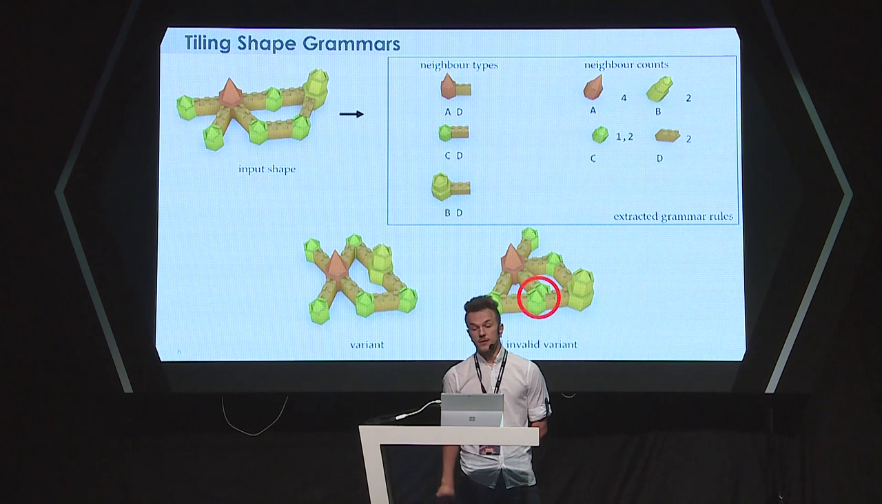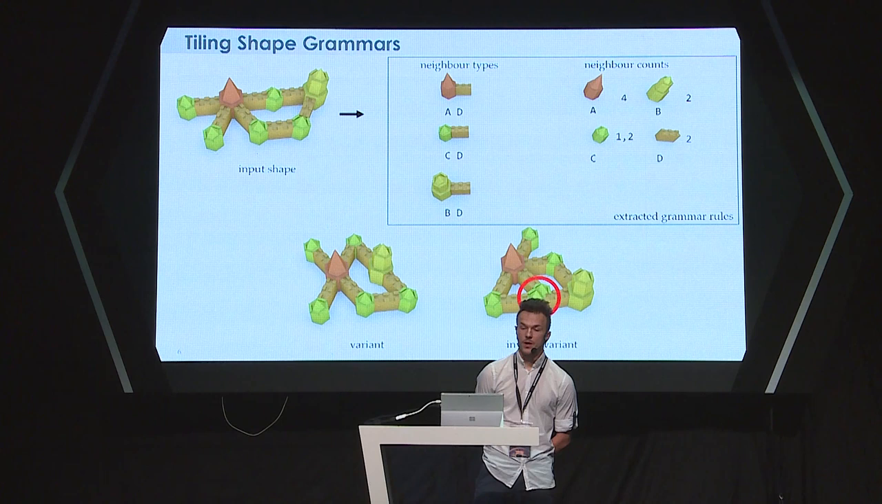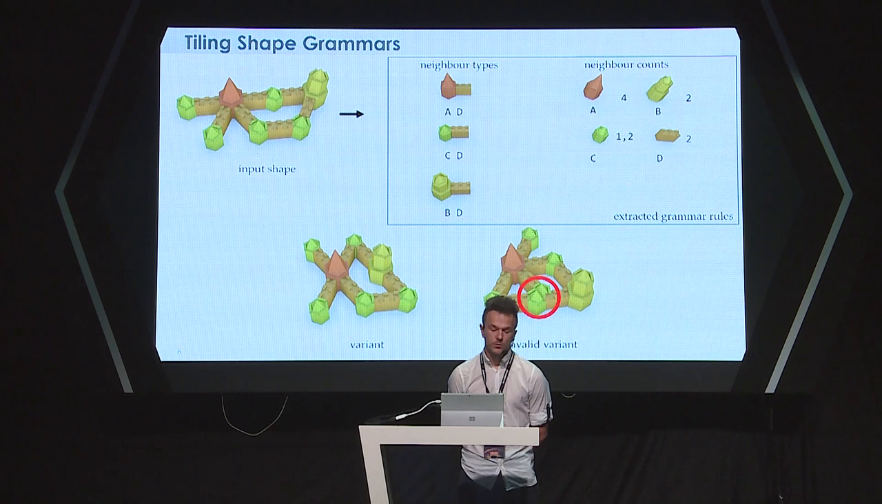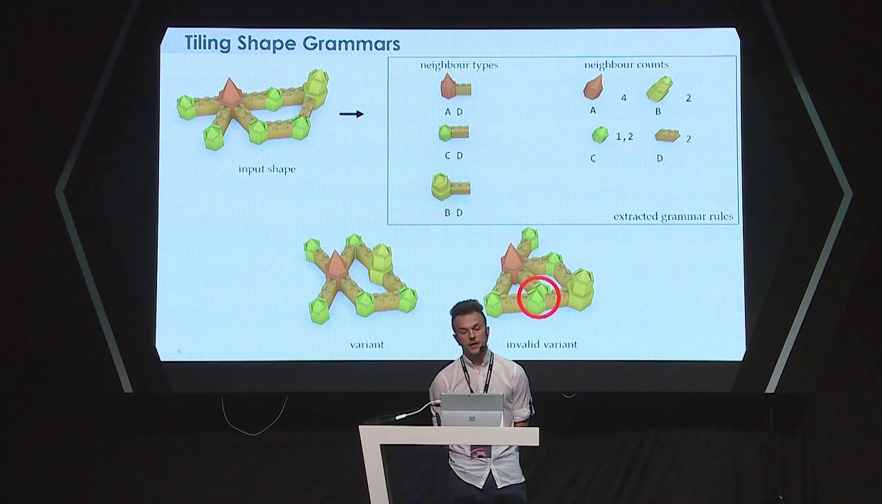For now, these are the only rules that we extract that will describe what we consider to be a valid shape and what we consider to be an invalid shape. You see a couple of examples on the bottom of the slide. The variant on the left is valid, while the variant on the right has two intersecting green towers, which violates the rules of the grammar.